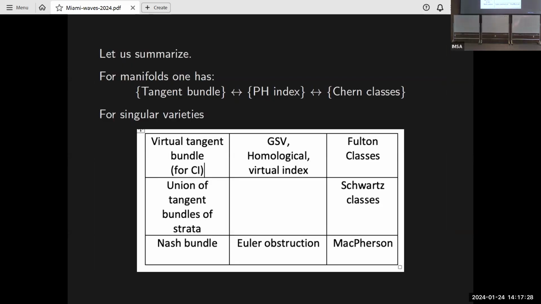So summarizing, if we have a singular variety in a manifold, independent of the Poincaré-Hopf index, the Chern classes, in the case of a complete intersection defined by a regular section, we have, independently, various interpretations of indices which are equivalent somehow, and the Fulton classes. Or you can look at the Euler obstruction and get the MacPherson classes. I forgot to put here the radial index and the Schwartz classes. Or you can look at the Milnor fiber, the stratified structure, and get the Milnor classes.